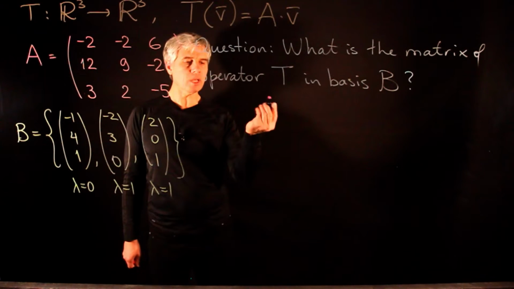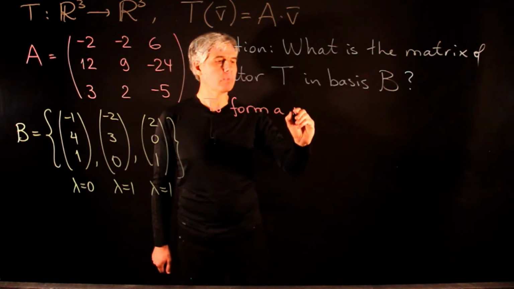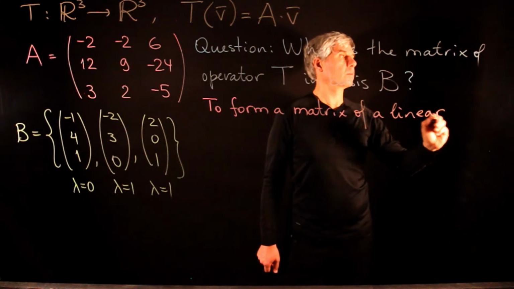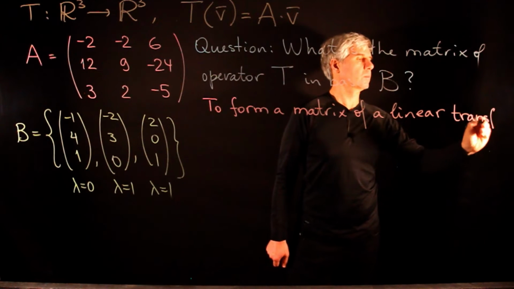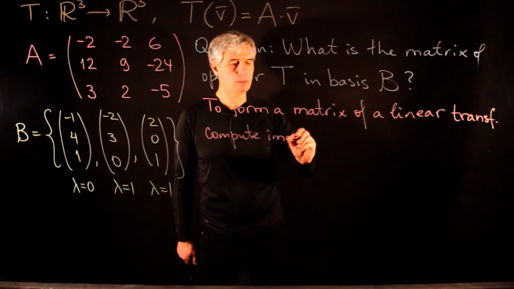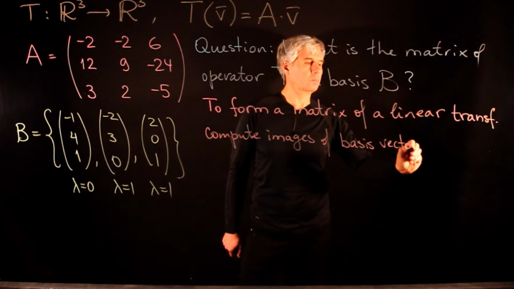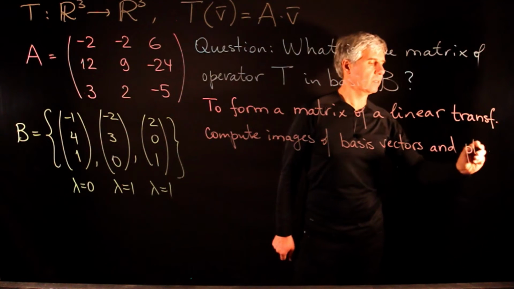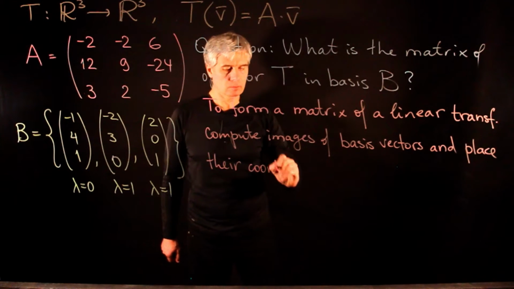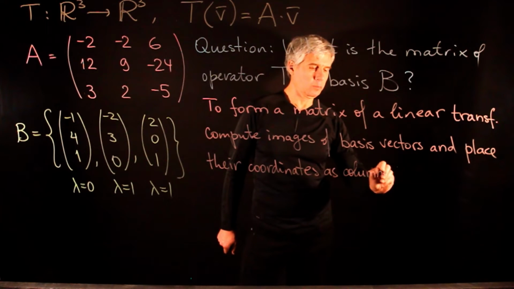To answer this question, we recall our mantra. To form a matrix of a linear transformation, compute images of basis vectors and place their coordinates as columns to form a matrix.